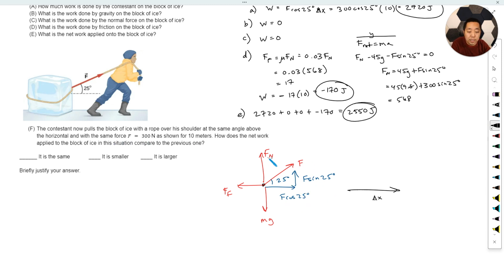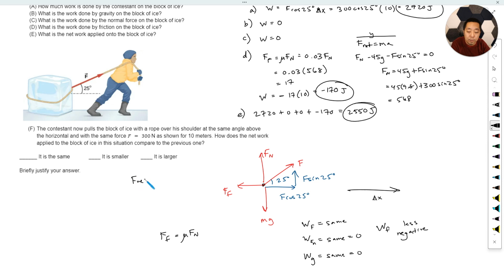So the normal force is not the same, but the work done by F is the same. The work done by the normal force is the same, which is 0, because it's still perpendicular to the displacement. Work done by gravity is the same, which is 0. How about the work done by friction? It is smaller, less negative. Why is it smaller? Because the force of friction is mu times the normal force, and the normal force is actually going to be smaller.